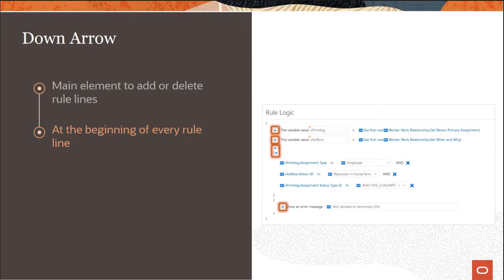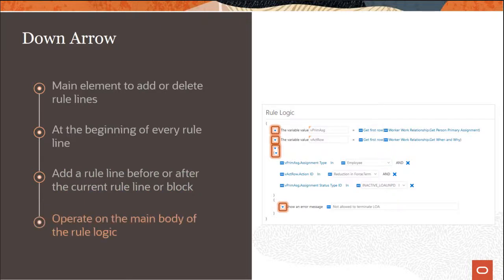The down arrows that are further right indented allow you to operate on specific sections or blocks of the rule line. You can add a rule line before or after the current rule line or block. At the left of a rule line, using the down arrow, you can operate on the main body of the rule logic.